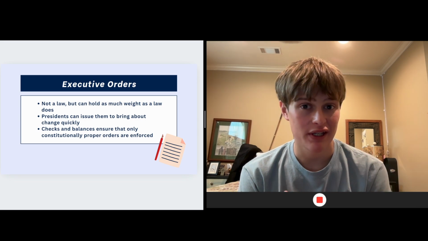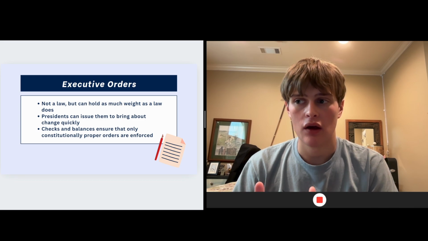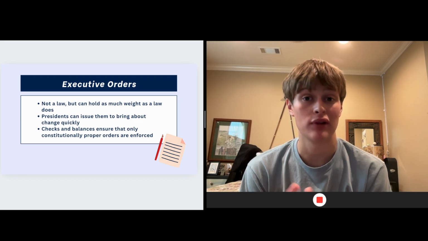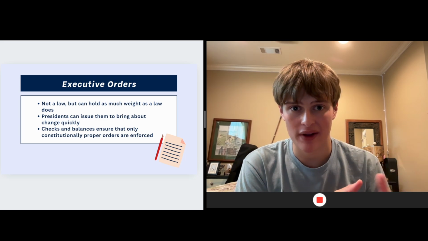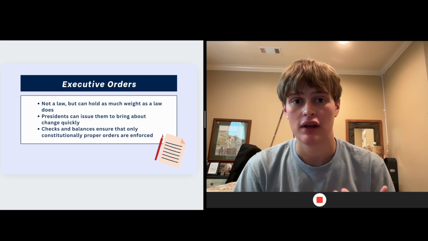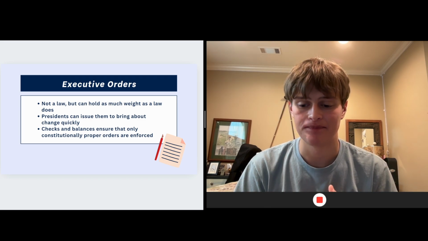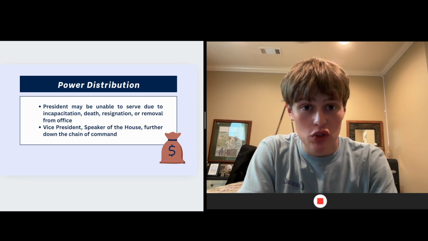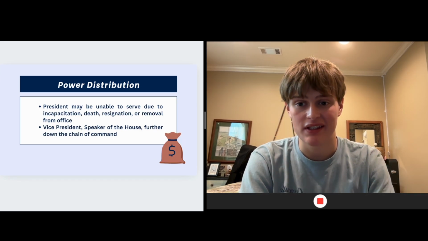But since the president can issue them so quickly, oftentimes their impact will take place before the judicial branch can stop it. But overall, it still helps to make sure that the president doesn't just get to do whatever he wants to do. Power distribution is also an important thing when it comes to the presidency.